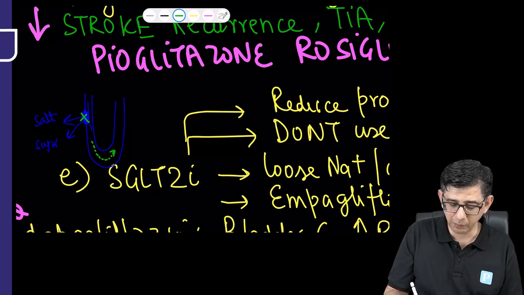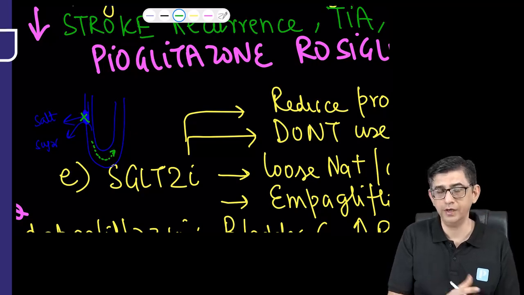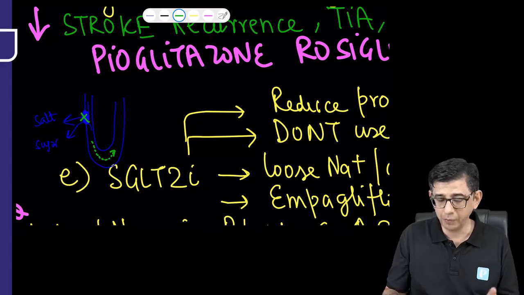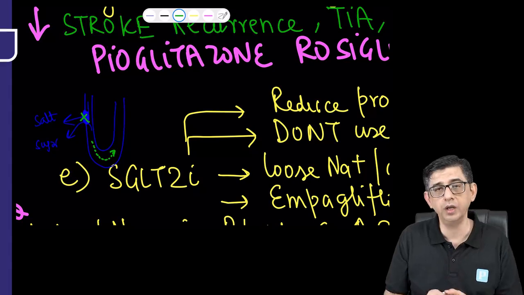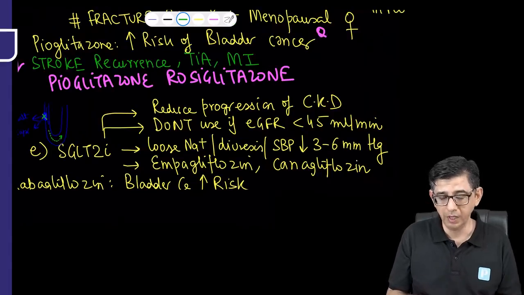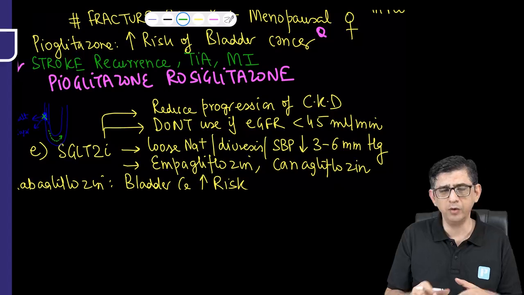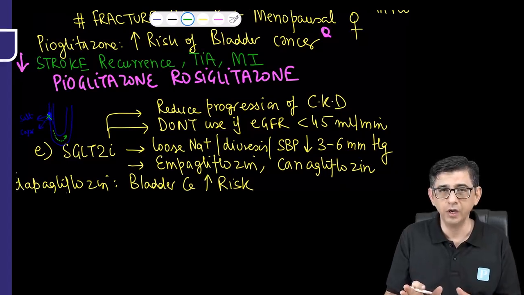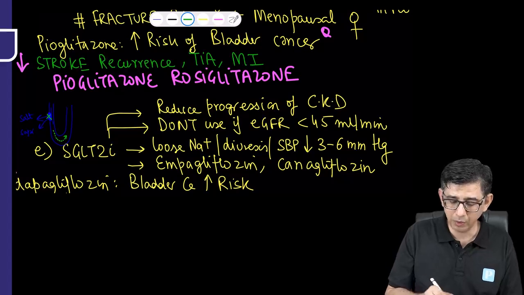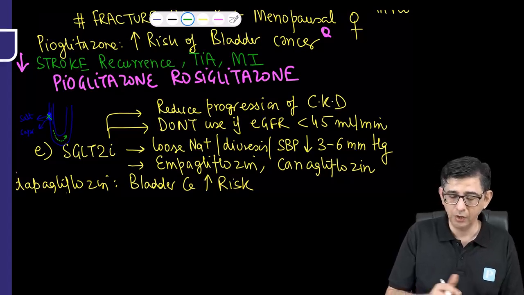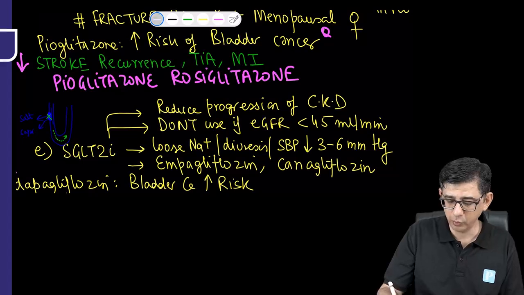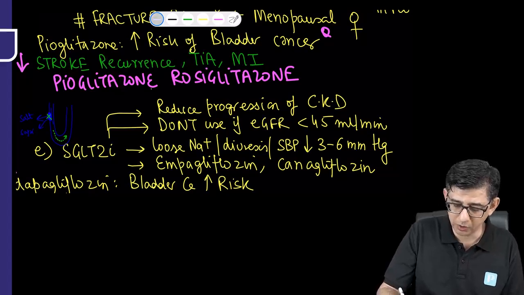And if I promote sugar loss from the body, then it is beneficial, because in a diabetic sugar is anyway high in the body. So if I promote loss of sugar from the body, it's going to be beneficial for me. In a diabetic, I want to get rid of sugar somehow or the other. So the good news is that the mechanism of action of this drug is that it will promote sugar loss in the urine.